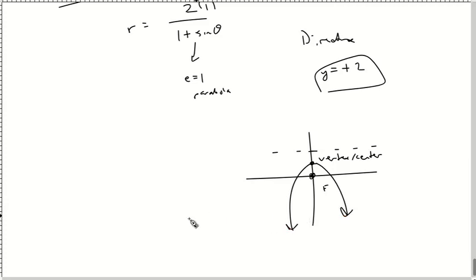So they're wondering where the center is. They say, where's your vertex? Where's your center?